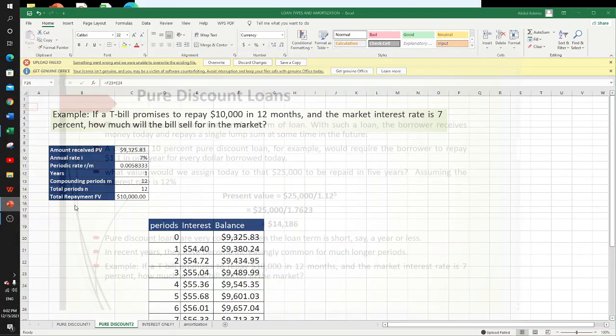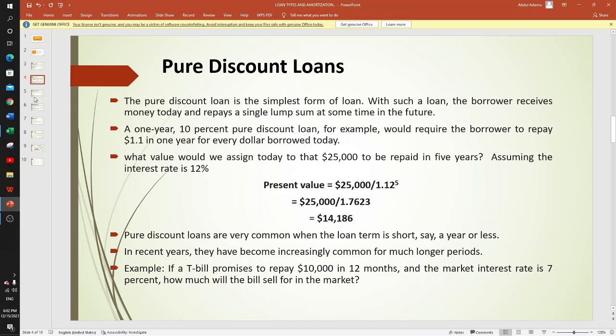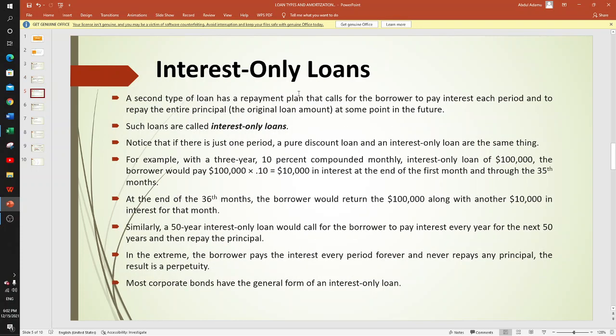Now the next type is the interest only loan. The second type of loan has a repayment plan that calls for the borrower to pay interest each period and repay the entire principal at some point in future. For this, you will be paying interest every period. Then at the redemption date, you pay the remaining interest and the principal. So this kind is called interest only loan.